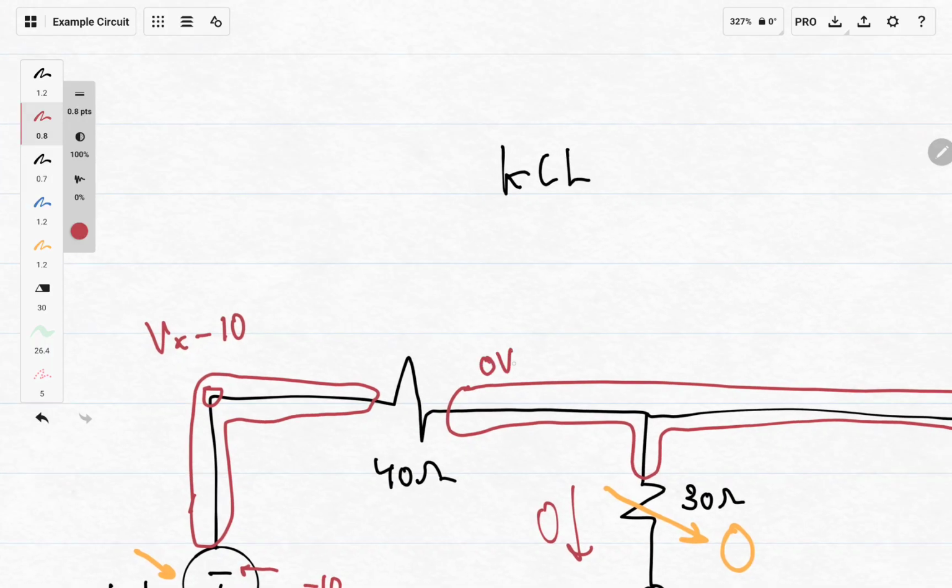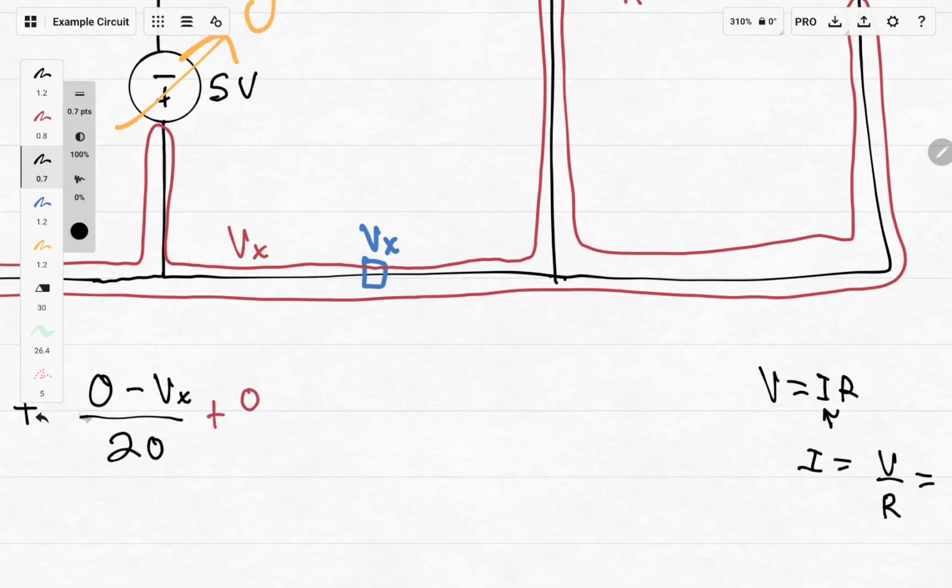This right here is 0 volts. This node is 0 volts, and this other node is Vx minus 10. Because we just want to do it positive, we make the current source go away, and we do 0 minus Vx minus 10. So let's write that down in our equation.